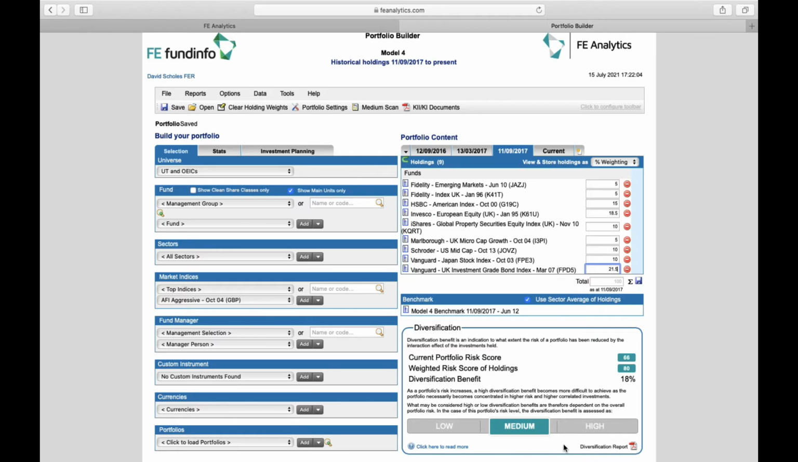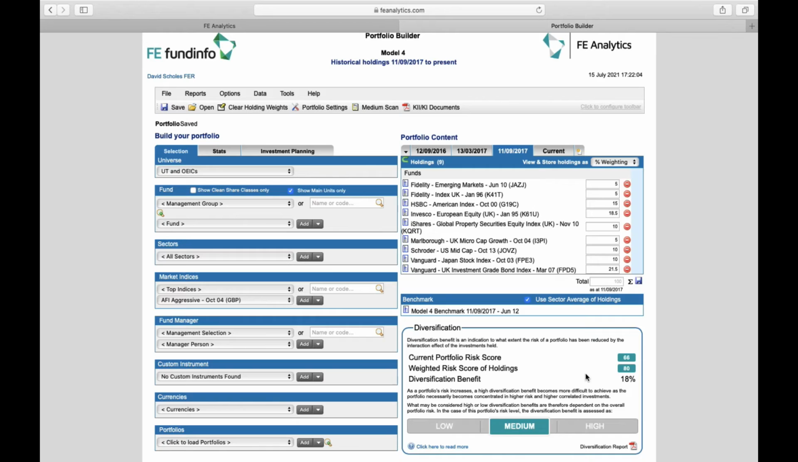Now ultimately what it's trying to do is work out the FE risk score of the underlying holdings, working out how much risk they should theoretically generate if we're looking at a fairly basic average, and that's this second figure. And under current portfolio risk score, that's the actual risk you're experiencing as an investor. And the difference between those two figures is 18%. On our scale, we believe that's a medium level of diversification.